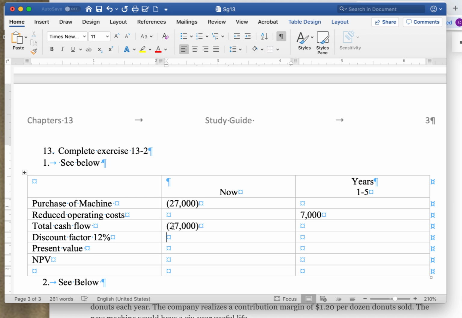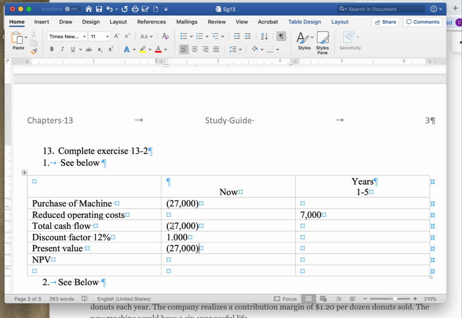What is my discount factor? Well, it's 1.000. Has to be. Why? Because I'm showing that money out now, right? Time has no factor on this. So what is the present value of the initial investment? Well, it's 27,000.